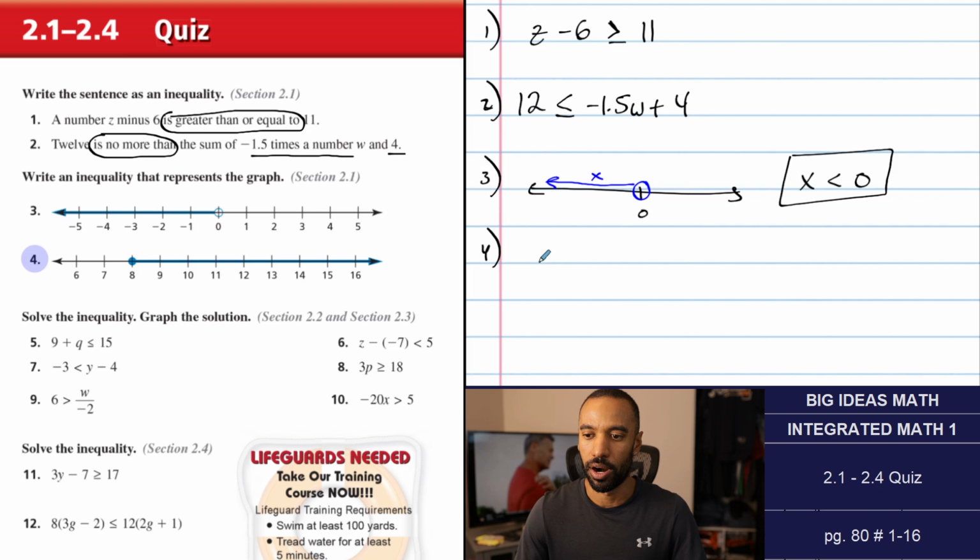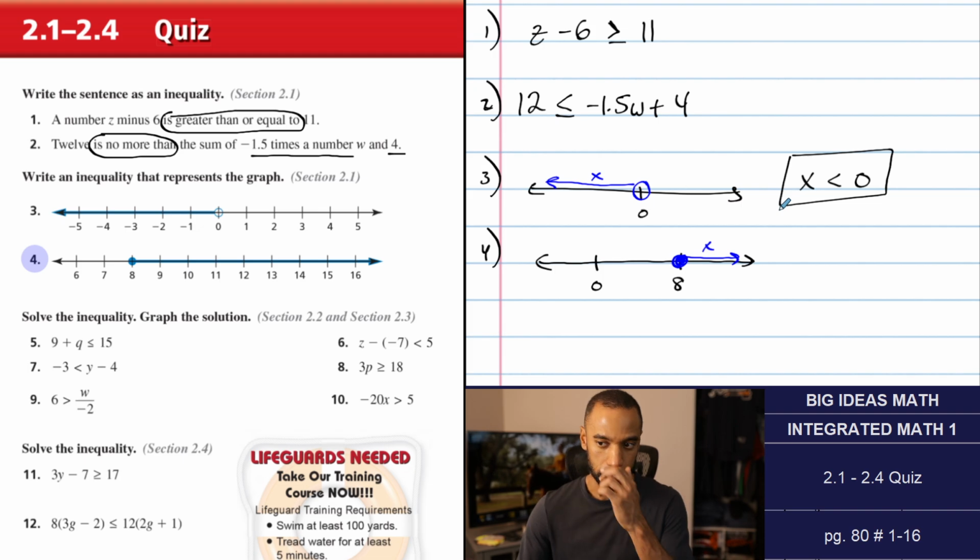So number 4, this is how you're going to see me draw answers when they ask you to sketch a graph of an inequality on a number line. I'm going to place 0 on there and the boundary value, such as 8 right here. And this time there is an 8 that is closed, which does mean that point is included. And my x's are now going this way.